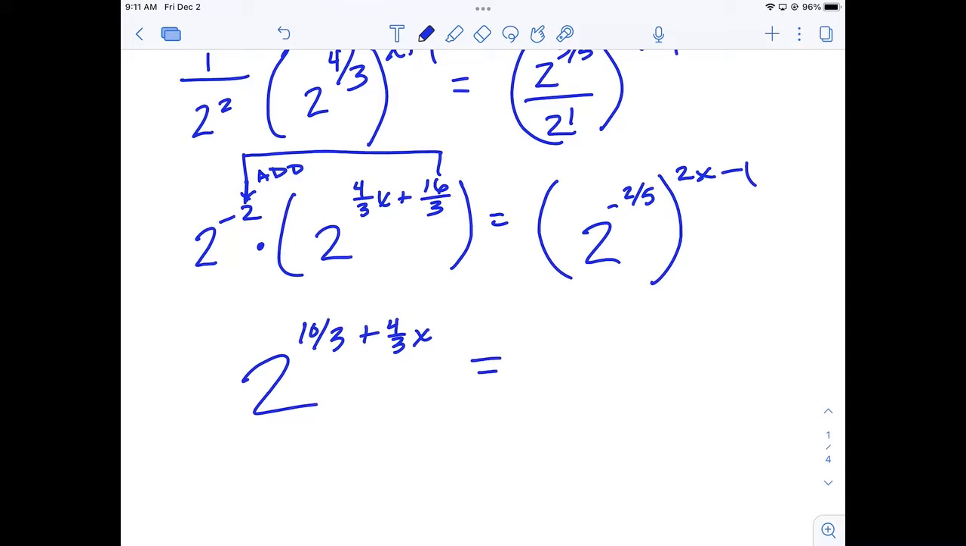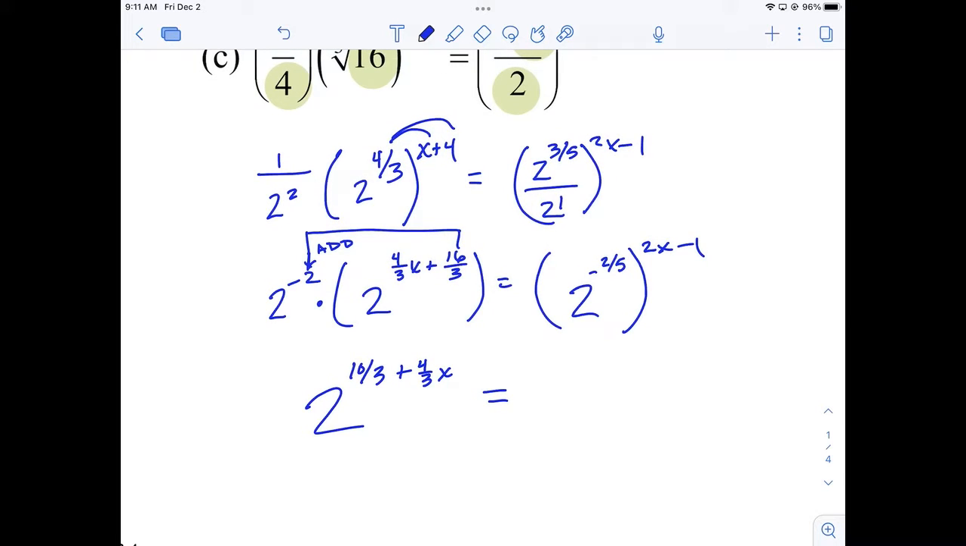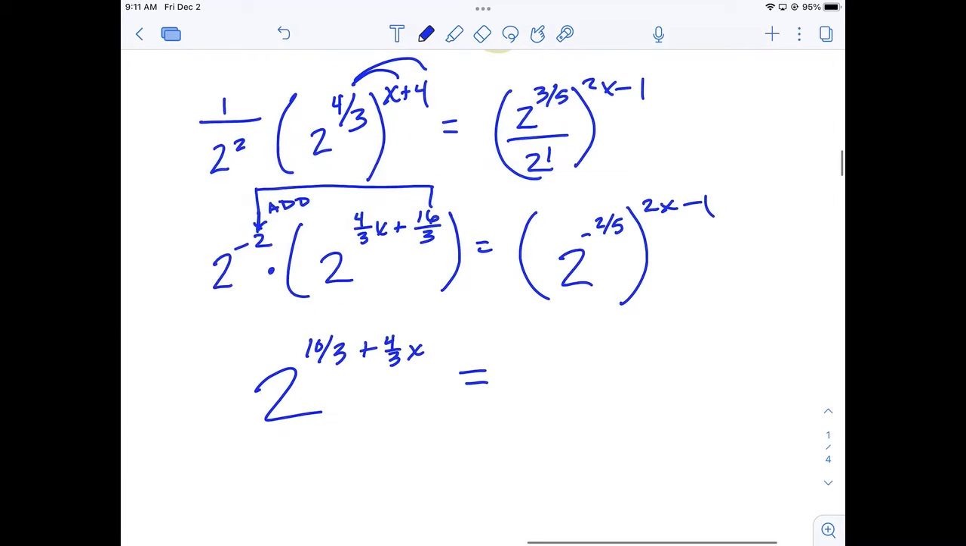That's the left side. Who's afraid of working with fractions? No one raised their hand. Good. We're used to it by now. And then over here, we're raising a power to a power, so we multiply, so we have to distribute. That's 2 to the negative 4/5 x plus 2/5.